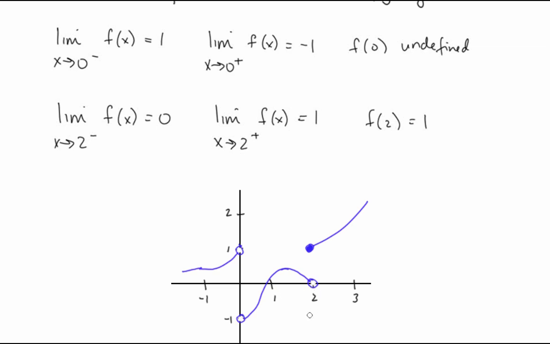There we go. The limit as x goes to 2 from the left of f of x is equal to 0. As x goes to 2 from the left, the function values go to 0. As x goes to 2 from the right, the function values go to 1. We've got that, and f of 2 is equal to 1. Okay, there we go. This is one such function that satisfies these conditions. And so we've answered the question.